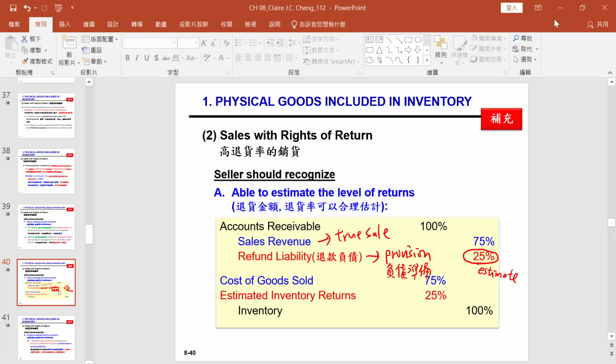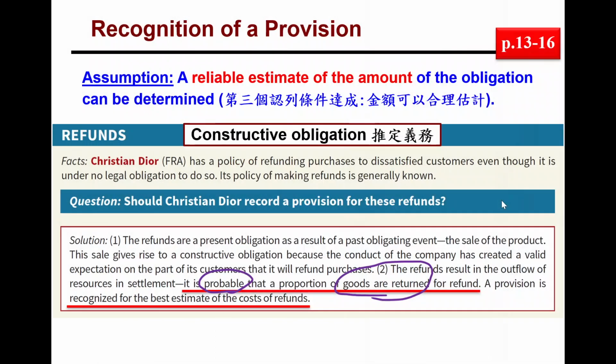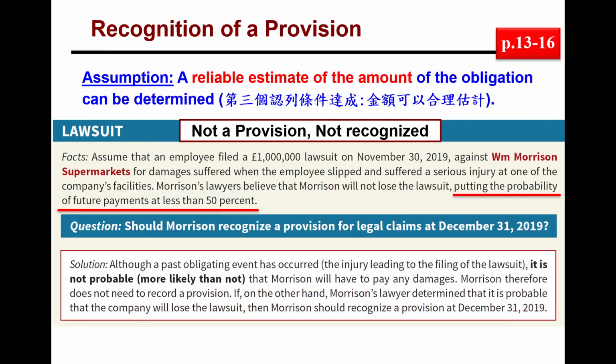Okay? So let's go back to Chapter 13. So here is the case we have. Refund liability. If you forgot it, it's in your Chapter 8. So will we record it? Yes. How about another case? It's about a lawsuit, 诉讼. About a lawsuit, maybe you win the lawsuit, maybe you lose the lawsuit, right? So your company has to make your own judgment to see whether you will win or lose this lawsuit, right?